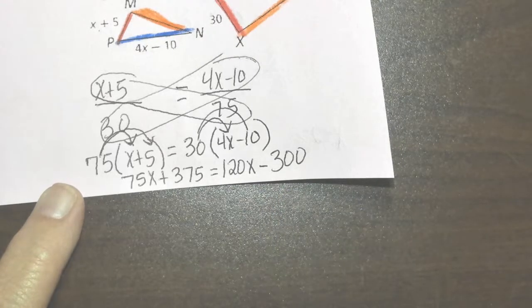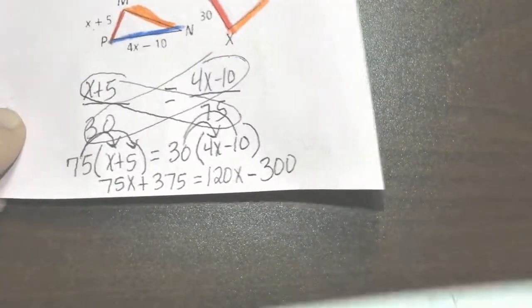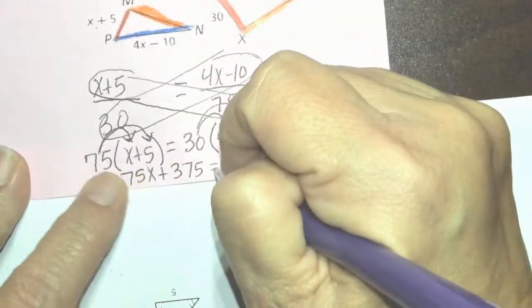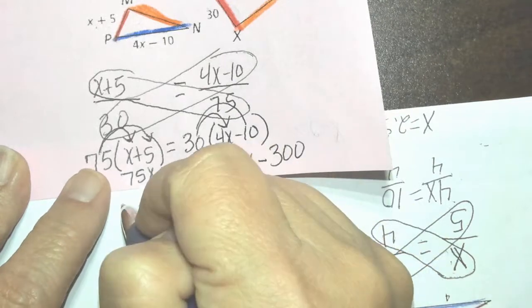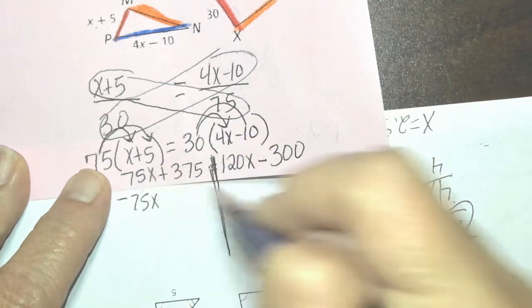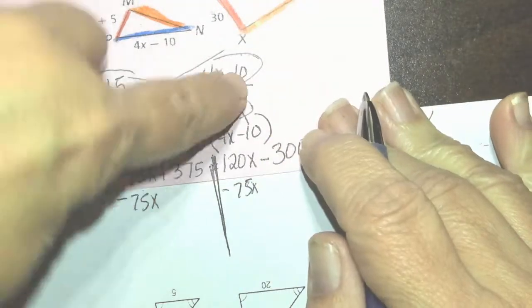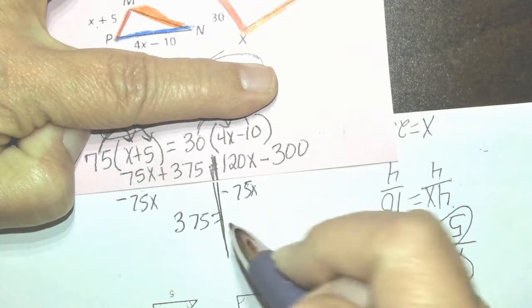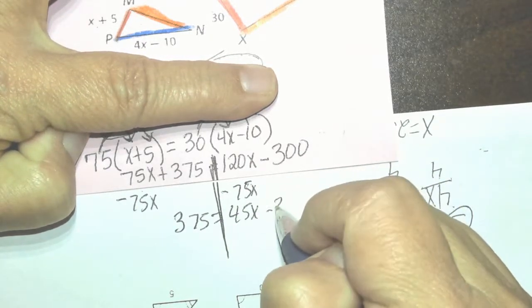All right, now I'm going to put another little paper under here just so I can solve my equation. So here's my equals. I got x's on both sides. So I'm going to minus 75x from both sides. And then I'm going to come out with 375 equals 45x minus 300.